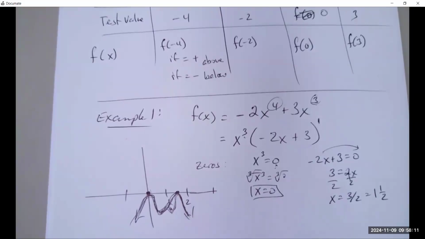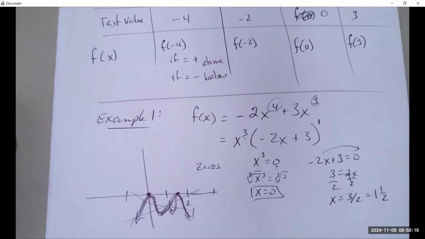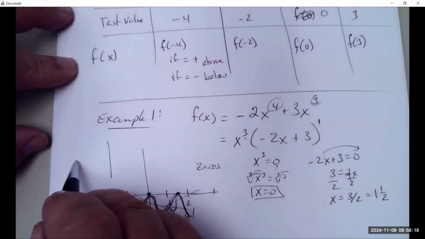Yep. Ah, they're both odd. Why am I listening to you guys?